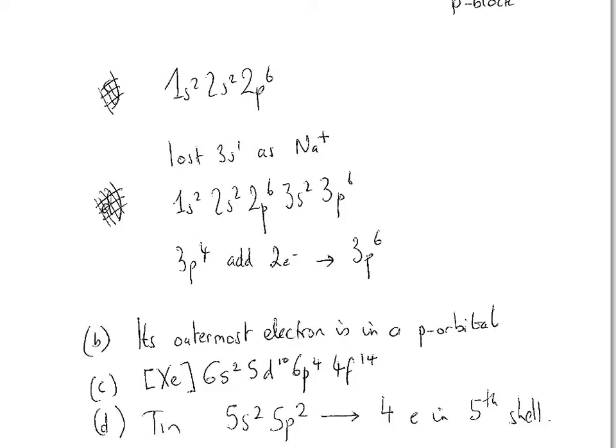Explain why germanium is classified as a p block element. It's because its outermost electron is found in a p orbital.